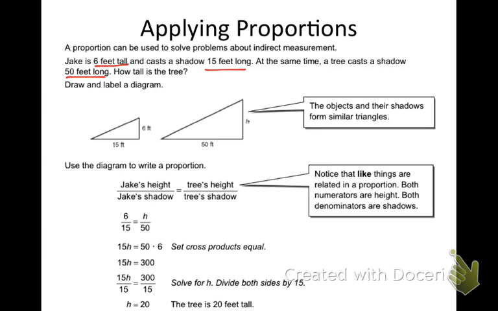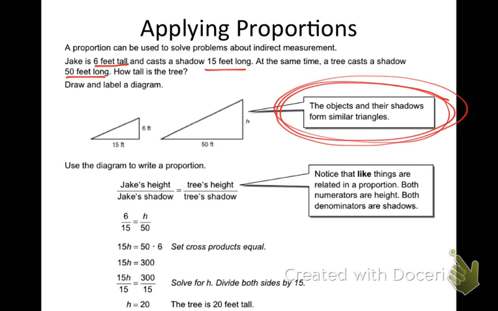All right. Again, because it's easier to find my height and my shadow than it is to find the actual height of a bigger object. Okay, so here's what it is. The objects and their shadows form similar triangles.